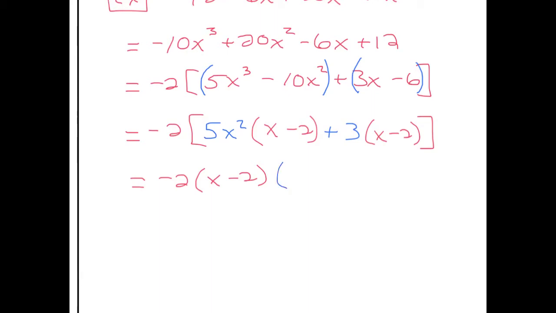So I'm going to have the remaining factors in another set of parentheses, and at this point it is fully factored. A factor is something that you're multiplying. So we have negative 2 times x minus 2 times 5x squared plus 3. This is fully factored. This problem is finished.